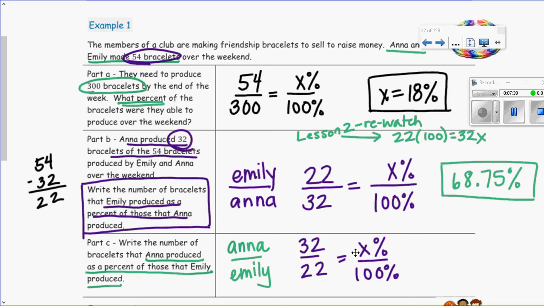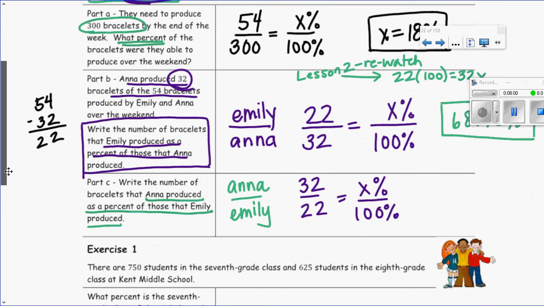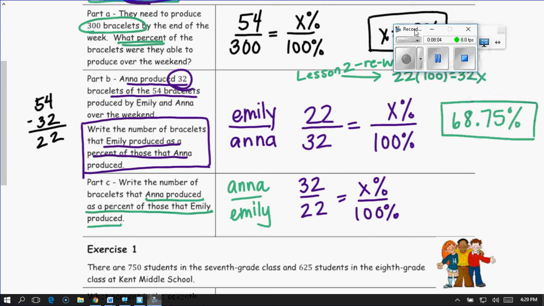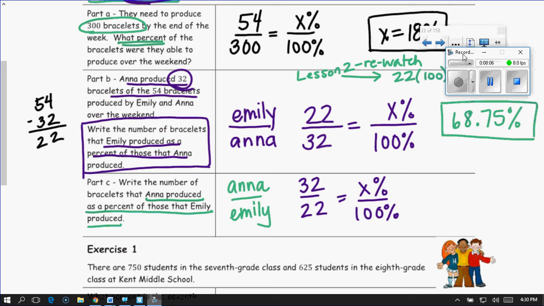Hopefully, you can predict what will happen to the x. If the bottom number is 100 and 22 is smaller than 32, what do you think will happen with the x? Hopefully, you're thinking that it will be more than 100%. And it is going to be more than 100%, and that is possible to have a percentage more than 100. Okay, go ahead and solve it, and if it repeats, hint, hint, it does, go ahead and put the repeating bar over the part that repeats.